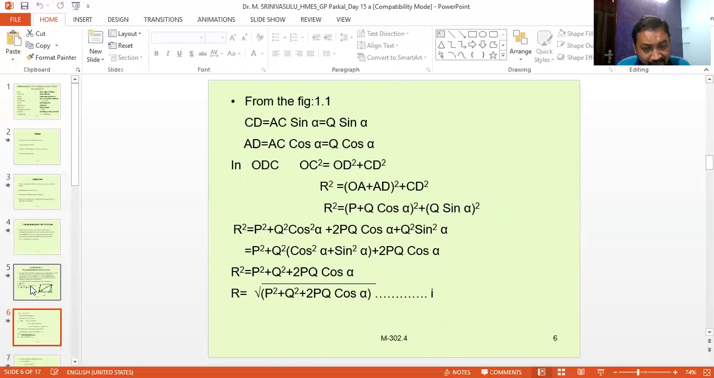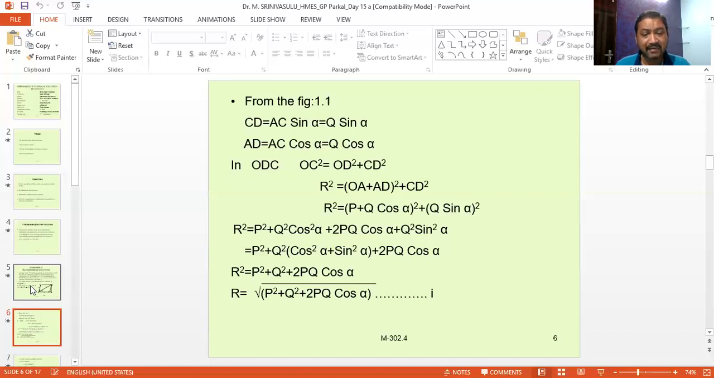So this is nothing but the square of the resultant, that is the R square value. But we should find out the R value. So when we know the R square value, it is very easy to find the R value. We know that R is equal to the square root of that value. So R is equal to square root of P square plus Q square plus 2PQ cos alpha.